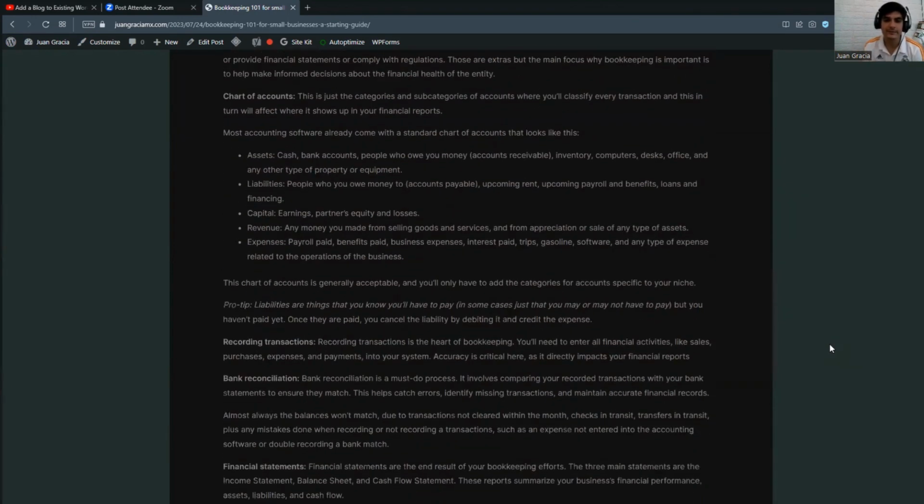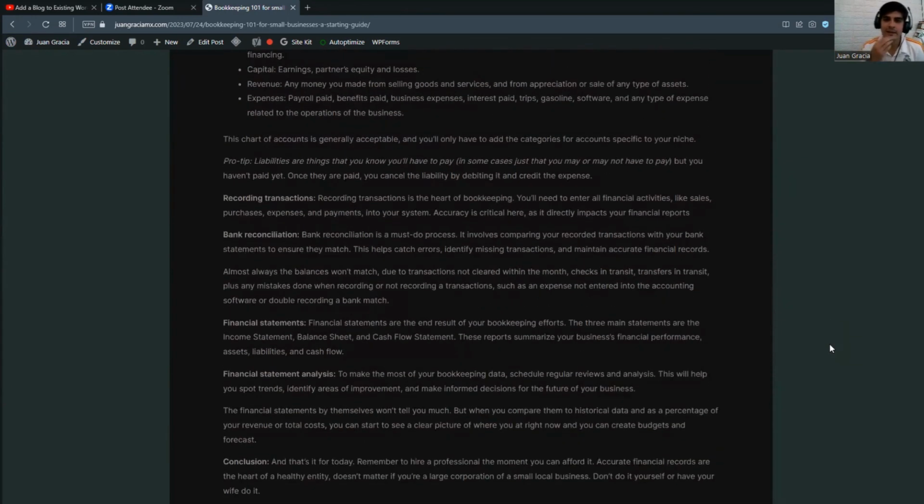That is the chart of accounts. Usually the accounting software that you get, QuickBooks or FreshBooks, is going to come with a chart of accounts already. It's going to suggest it to you like a template. Just accept it and take that. It's going to require a few tweaks to structure it according to your company, depending on your niche. But for the most part, the default chart of accounts in any accounting software is acceptable.